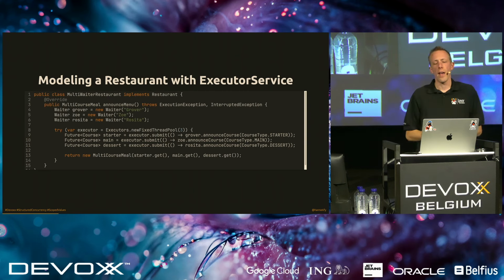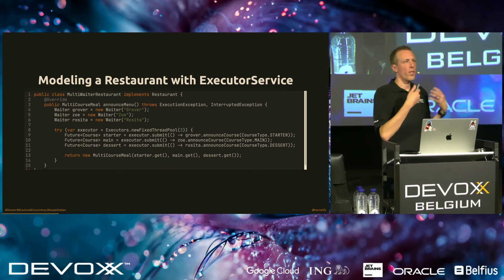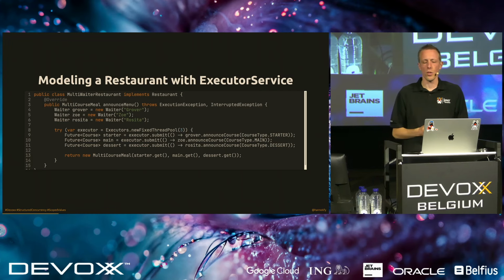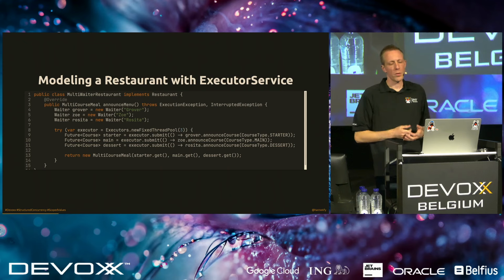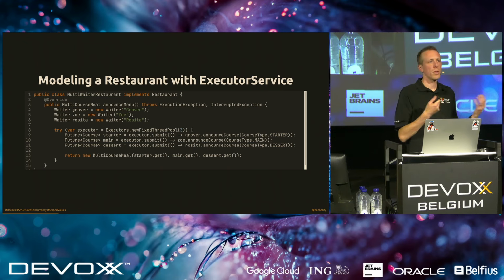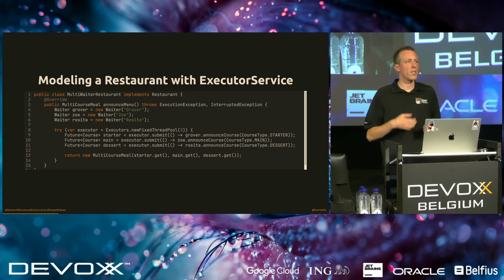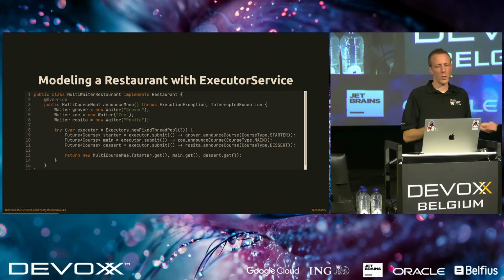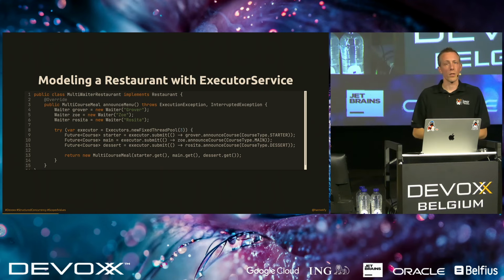Ultimately, the problem that we have here is that our program is logically structured with task-subtask relationships, because we need three completely assembled courses to get to a multi-course meal. But these relationships don't exist in the code. They might exist in the real world. They may exist in the mind of a developer who wrote this. But there's no way that we can express these kinds of relationships using Java's ExecutorService.